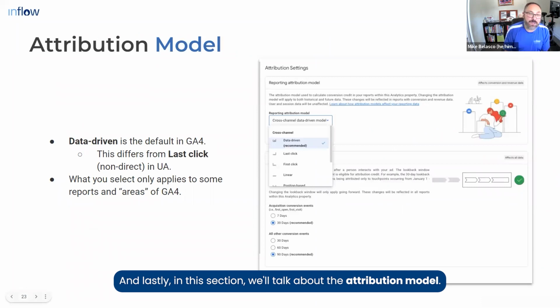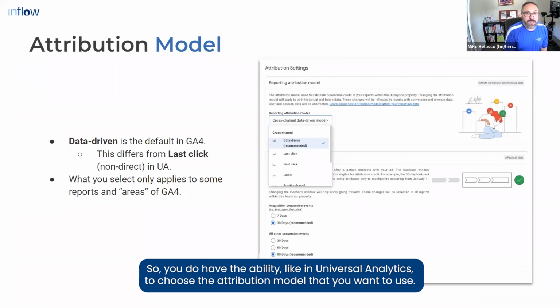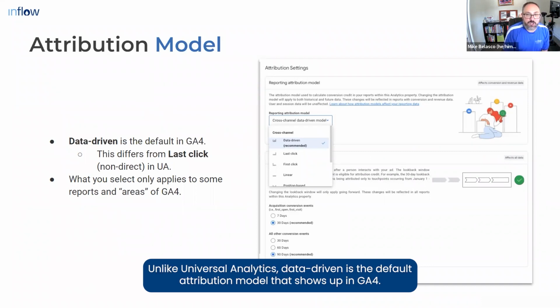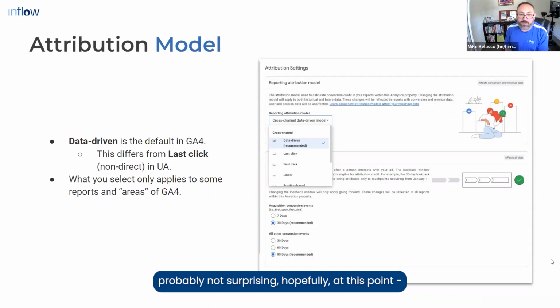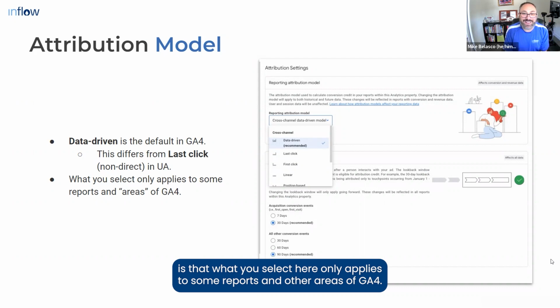And lastly, in this section, we'll talk about the attribution model. So you do have the ability, like in Universal Analytics, to choose the attribution model that you want to use. Unlike Universal Analytics, data-driven is the default attribution model that shows up in GA4. That, of course, differs from Universal Analytics, which used the last-click non-direct method. And the other thing that you should know here, probably not surprising, hopefully at this point, is that what you select here only applies to some reports and other areas of GA4.